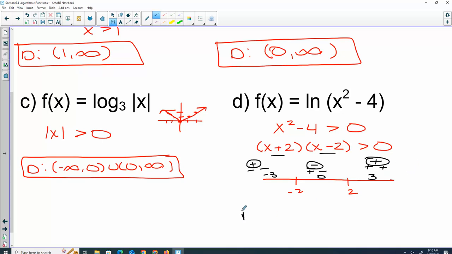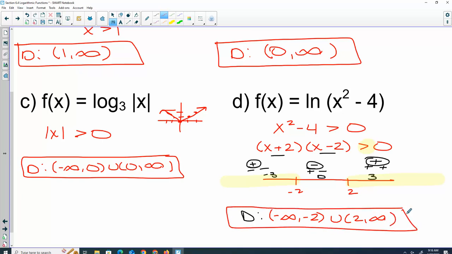Which ones did I want here? Greater than 0 says the positives. No equal to, so everything's parentheses. So negative infinity to negative 2, union 2 to infinity. You don't have to do a negative 2 and 2 third interval or whatever. If this had been a positive in the middle too, then you would have. But we only wanted the positives, not the negatives.